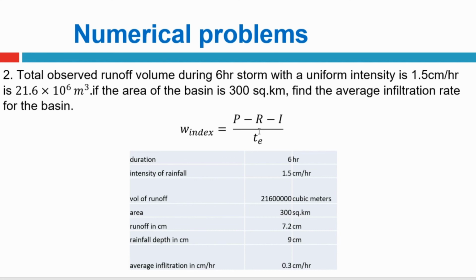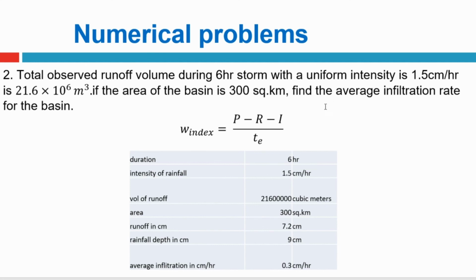Here they have given you the total observed runoff. Then they have given you the duration of the storm. Then they have given you the intensity of rainfall. For the entire 6 hours, the intensity of rainfall remains the same, which is 1.5 centimeter per hour. So you have to find the average rate of infiltration. Either you can write W index or phi index. You can use whichever equation you want.